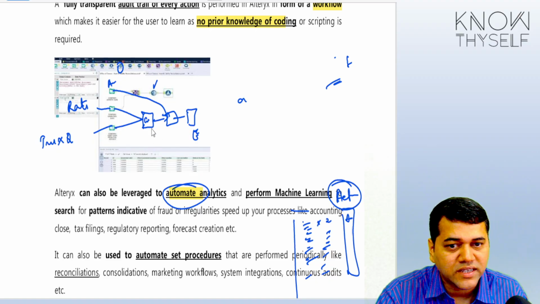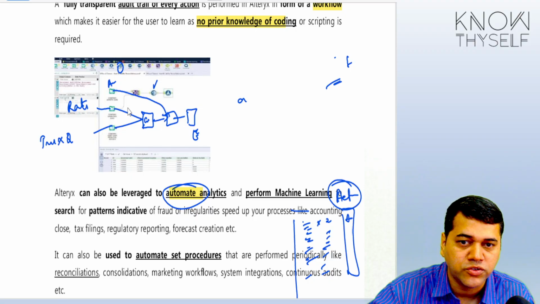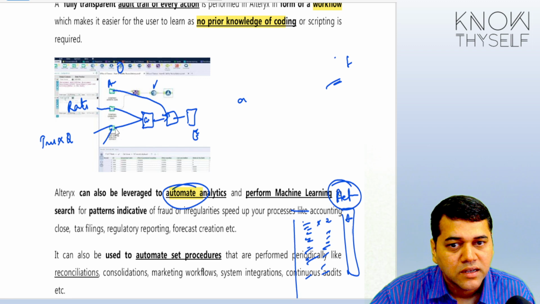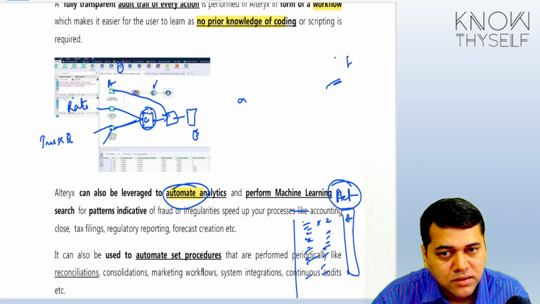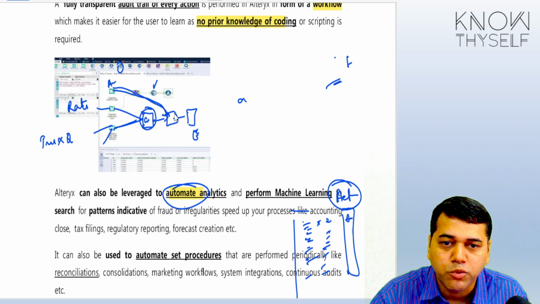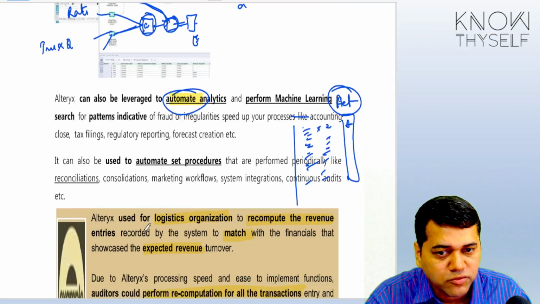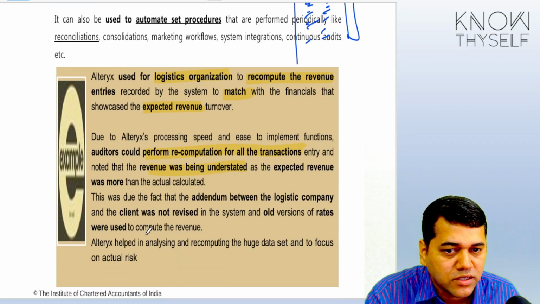So once you have designed it, it is automated. Next time any truck moves, automatically the truck data gets updated here. Automatic calculation will happen. When the actuals get posted, they will get compared and the exceptions will be given to you. So this is what Alteryx is going to do. This is what they said.